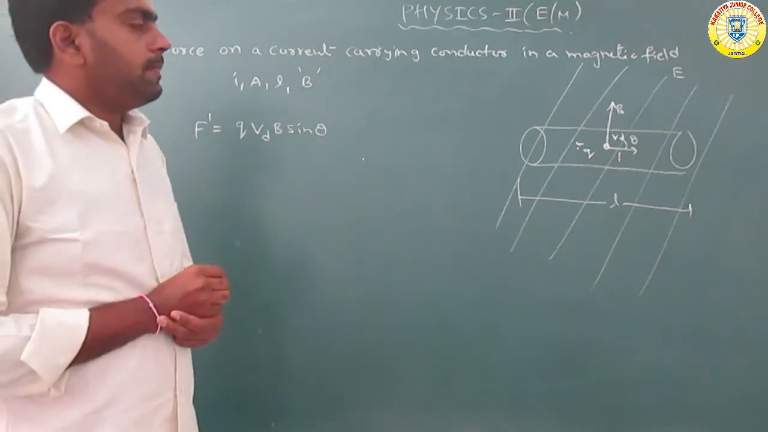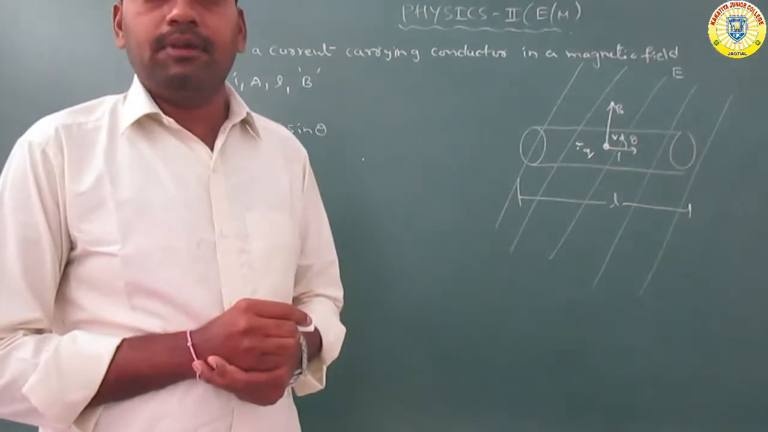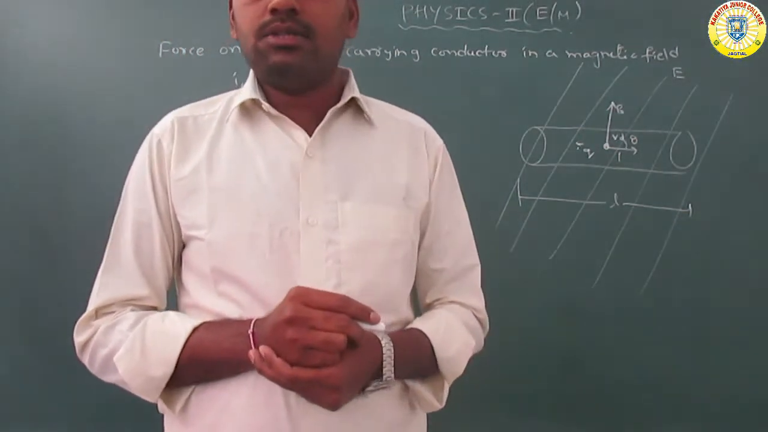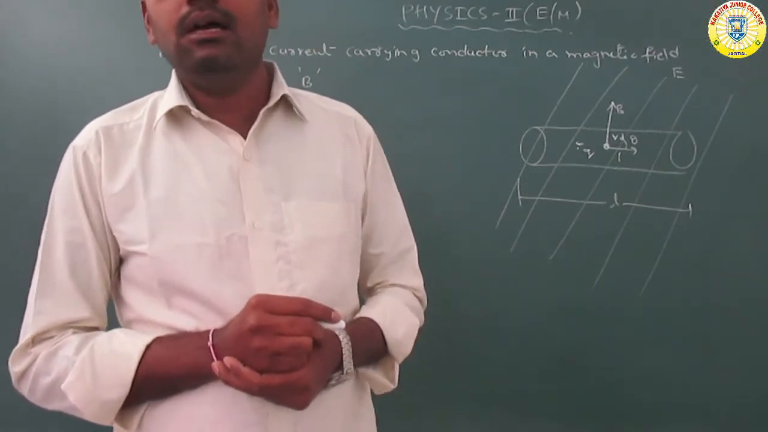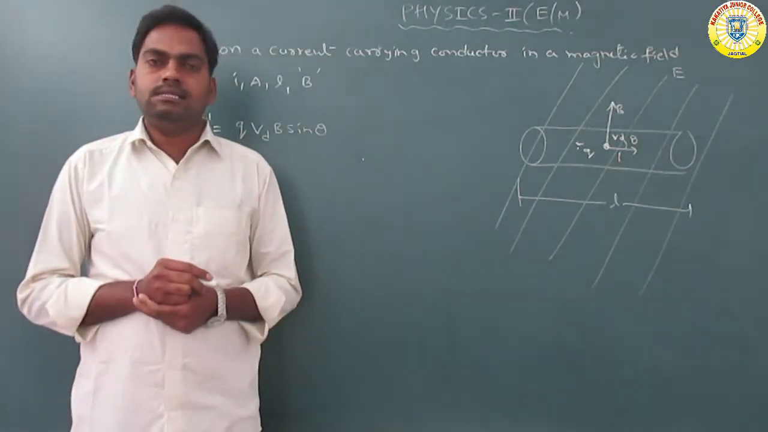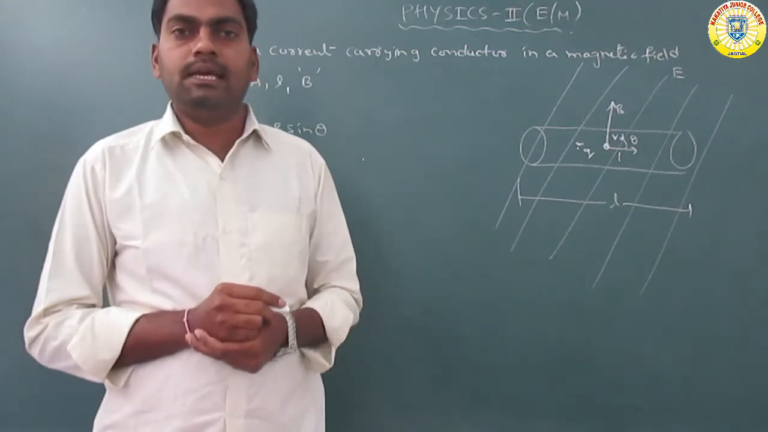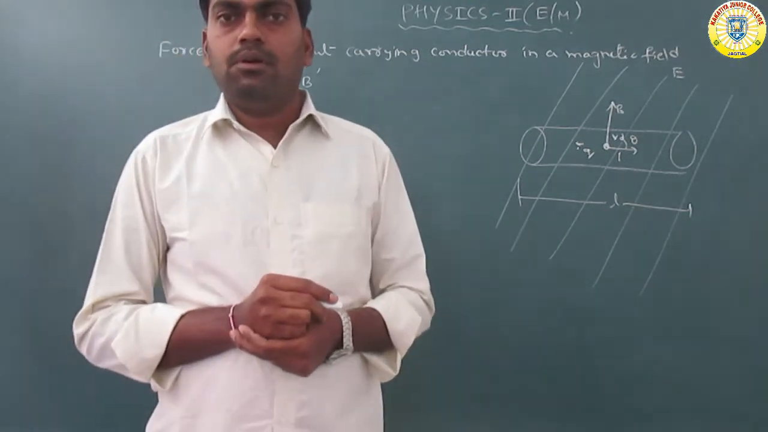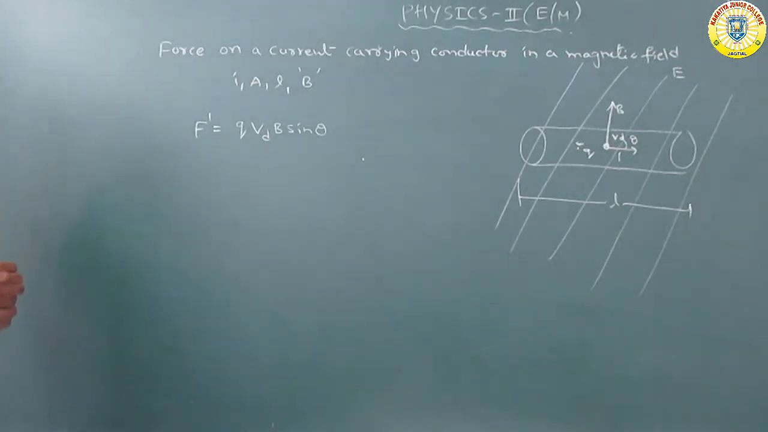The conducting wire is placed in the uniform magnetic field, so the electrons or charged particles are moving with an average velocity. This velocity is called the drift velocity. It is denoted by Vd. So the force is acting as Vd B sine theta.